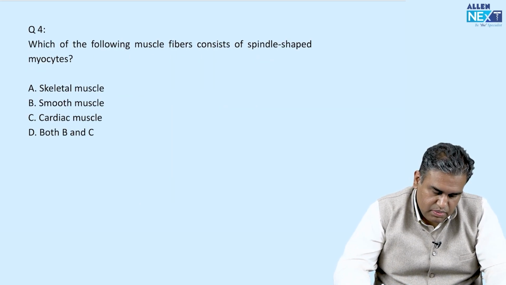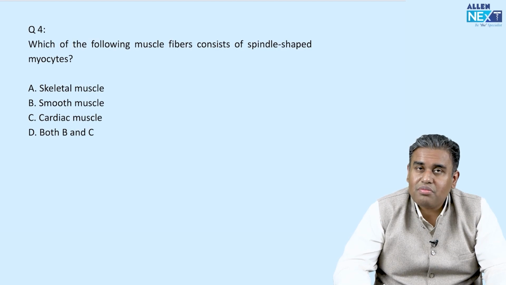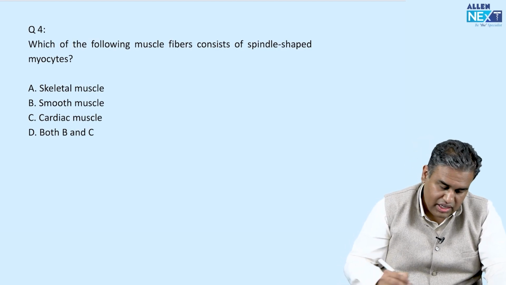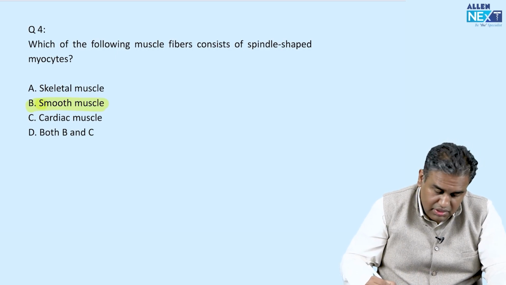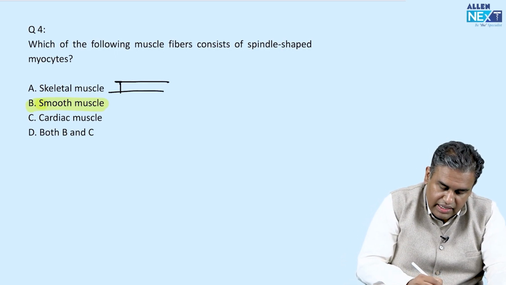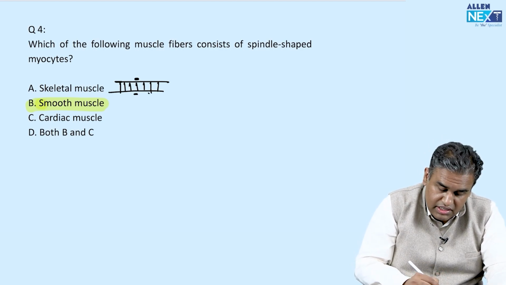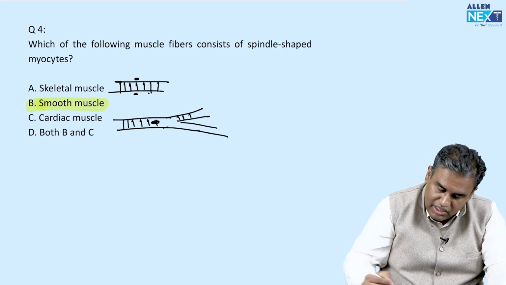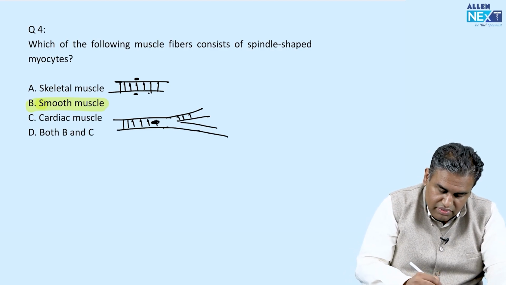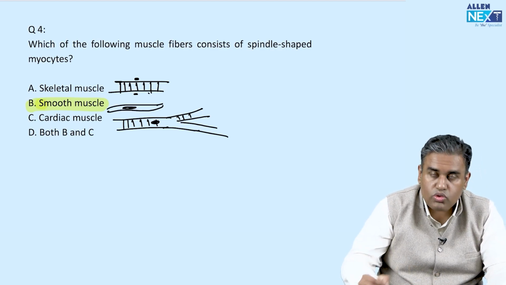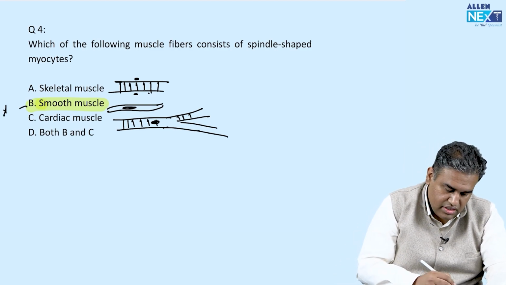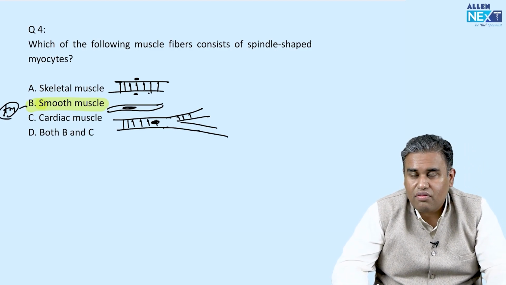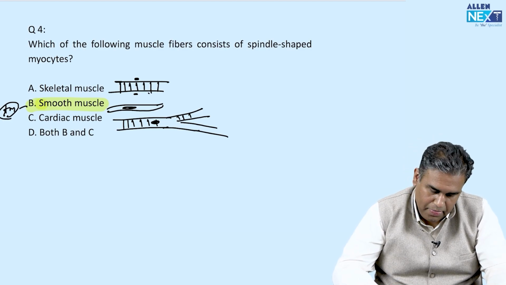Which muscle fibers consist of spindle-shaped myocytes? Out of the muscles, which has spindle-shaped myocytes? We all should know it is going to be smooth muscle. Skeletal muscles are non-branched striated muscles with a peripherally placed nucleus. Cardiac muscles are also striated, but they are branched, and they have a centrally placed nucleus. Only the smooth muscle cells have spindle-shaped myocytes. Therefore, the answer is pretty straightforward, smooth muscle cells. One of the easiest questions, if I may say so.